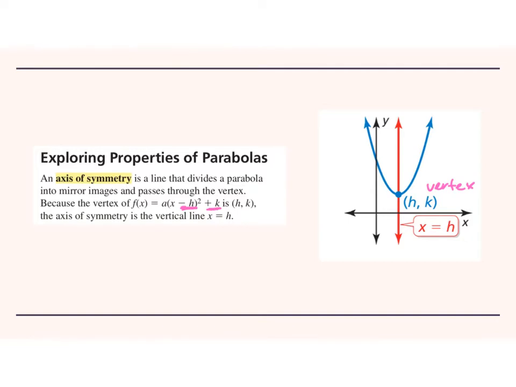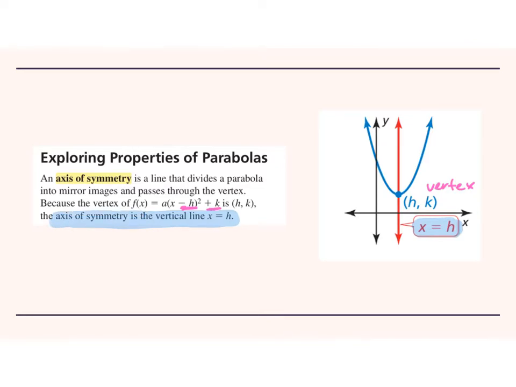The new thing that we're learning today is our axis of symmetry. So our axis of symmetry goes right through the vertex. It is a vertical line that goes straight through the vertex, and its x is equal to h. So we get that x is equal to that number from our h in our vertex. So x is equal to h, and it's a vertical line for our axis of symmetry.